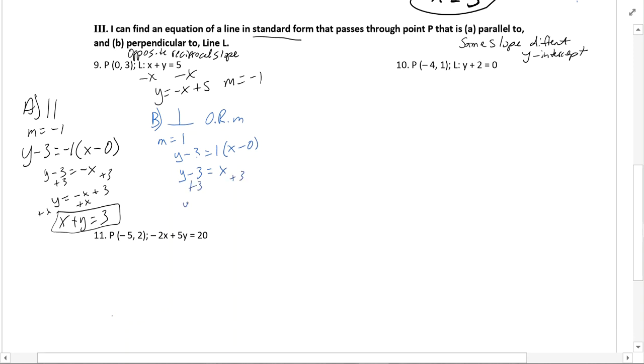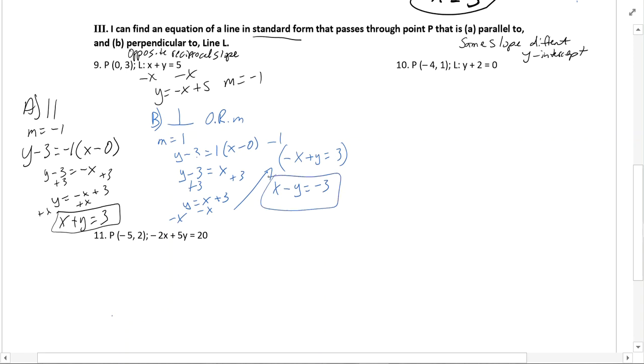So I get y equals x plus 3, but I need it in standard form, so I'm going to subtract x from both sides. I'm going to do my work over here. So I'm going to get negative x plus y equals 3. I can't have a negative in front of the x in standard form, so I'm going to multiply everything by a negative 1. So I get x minus y equals negative 3. So there's my equation of my line that is perpendicular to line L.